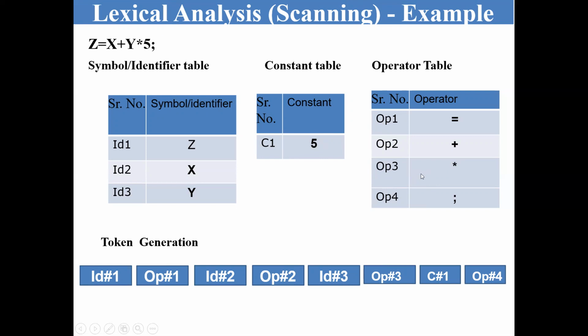And then finally semicolon. Semicolon means where? That is the operator table. OP hash 4. So these are the total tokens generated for this example.